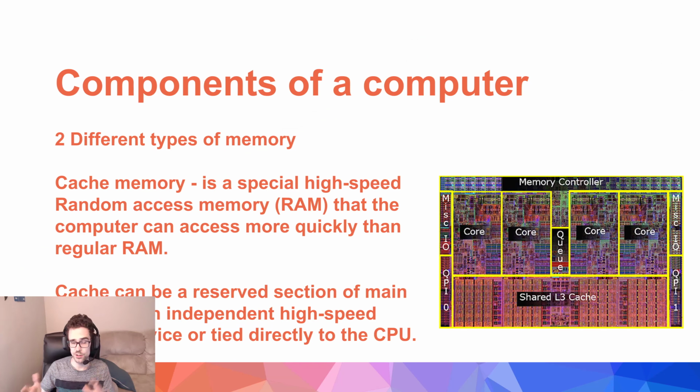Then you should understand that there are two types of memory. The first is random access memory, but the second type is cache. Cache is a special high-speed random access memory that can be accessed more quickly than regular RAM, and it sits on that section of the processor.